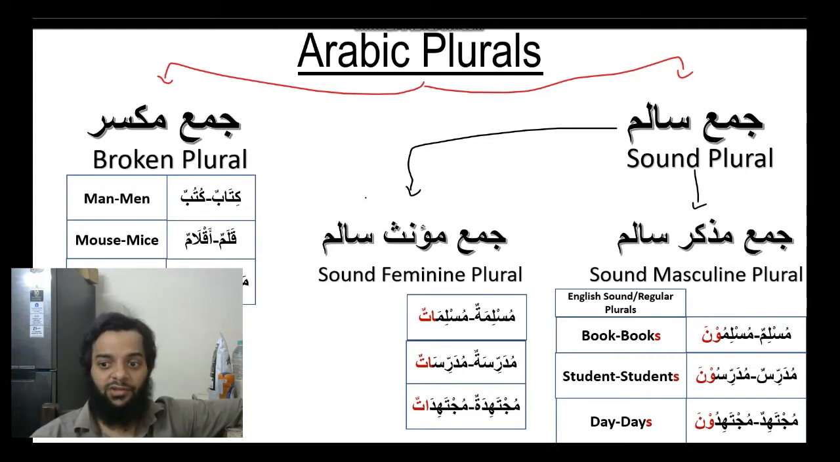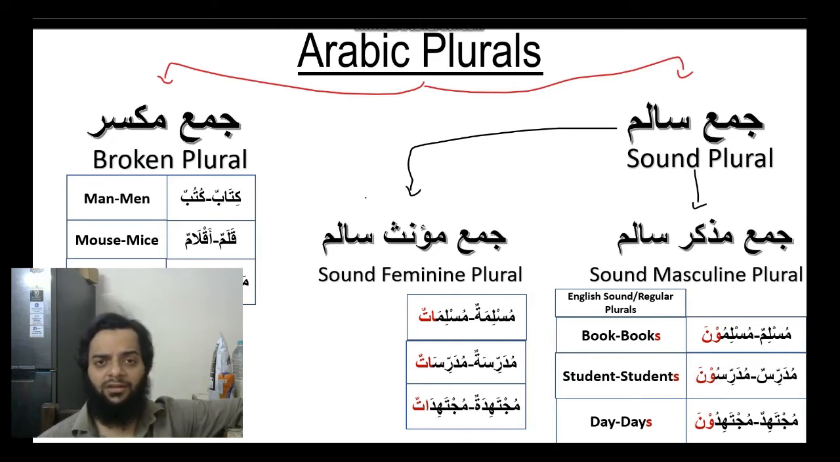Okay, you just add waw noon or you add alif ta. But jama mukassar or broken plural is basically you have to memorize. Okay, you can't make a plural on this pattern, you basically have to memorize. So there are basically a number of patterns on which the broken plurals are made. Okay, I guess there are more than 20 or 30. Okay, some of them are common.